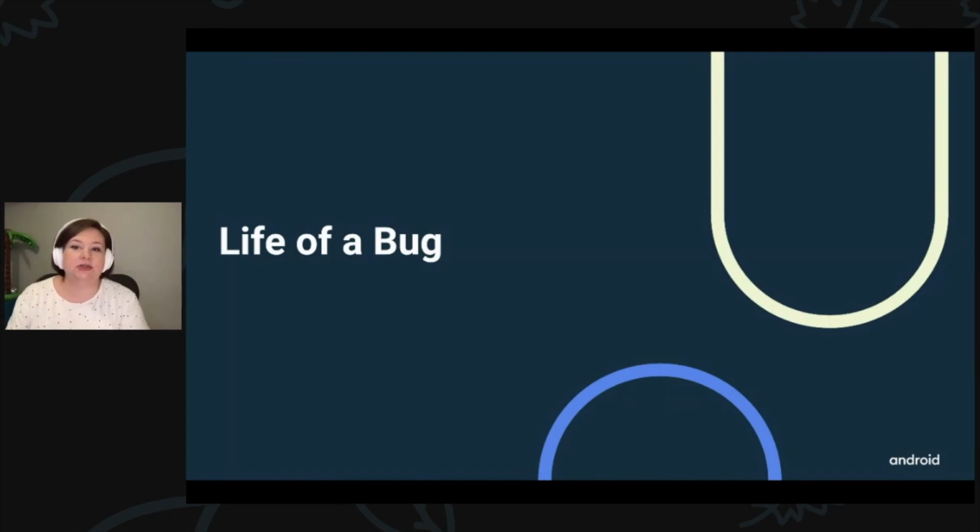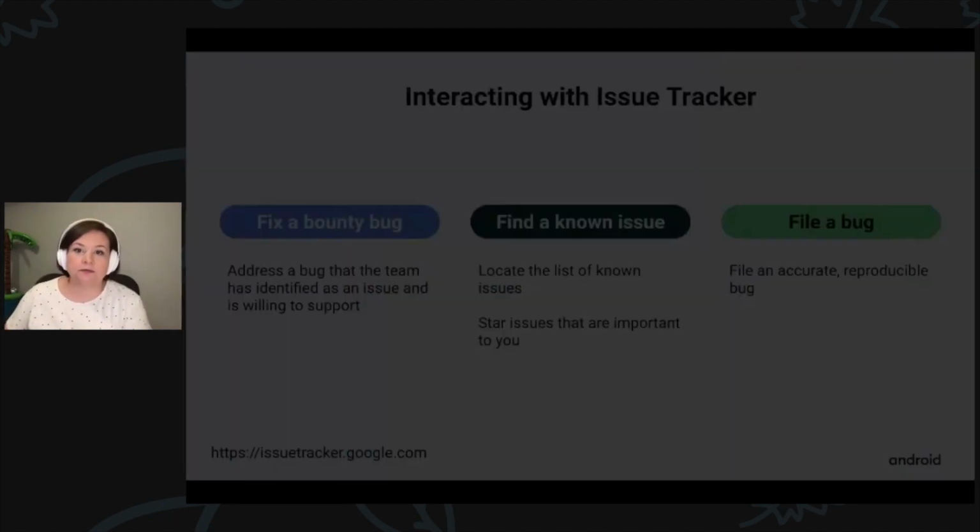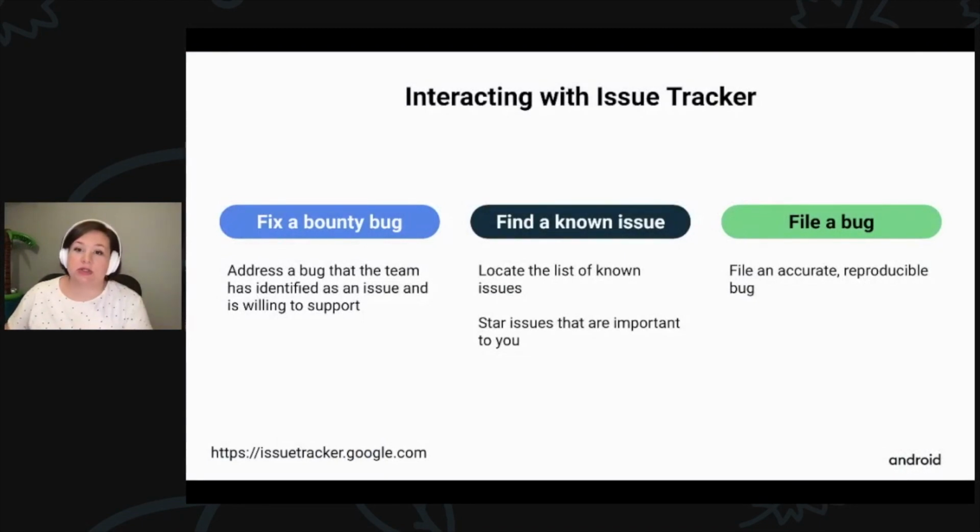All bugs, issues, and feature requests are filed using Issue Tracker. You can use Issue Tracker to find a specific bug to fix. For Jetpack, we have what we call a bug bounty list. You can also use it to find known issues. And if you can't find what you're looking for, you can file a great bug.